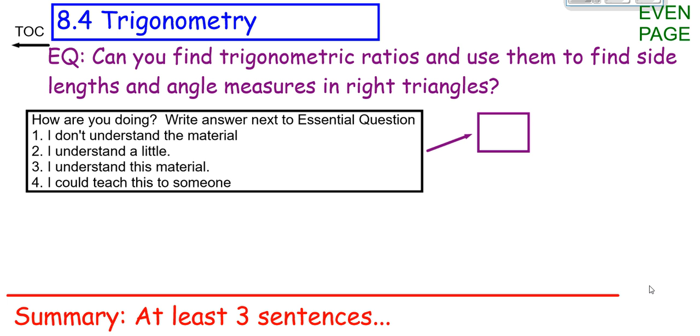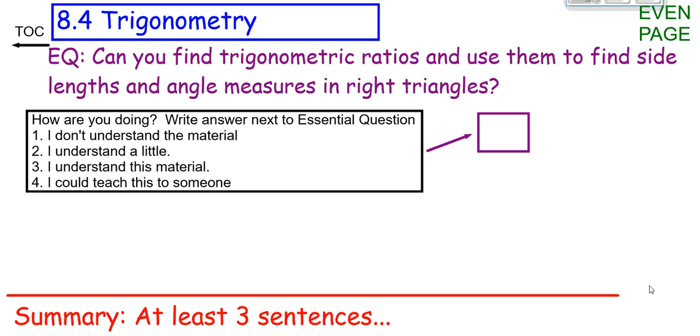So this is the heading page for this section, and it is 8.4 trigonometry. The essential question: can you find trigonometric ratios and use them to find side lengths and angle measures in right triangles? Take a moment, write that, make sure you write down your level of understanding, and you've written this in the table of contents. If you need more time to write this, pause this right now, because then I'll move on to the key terms page.